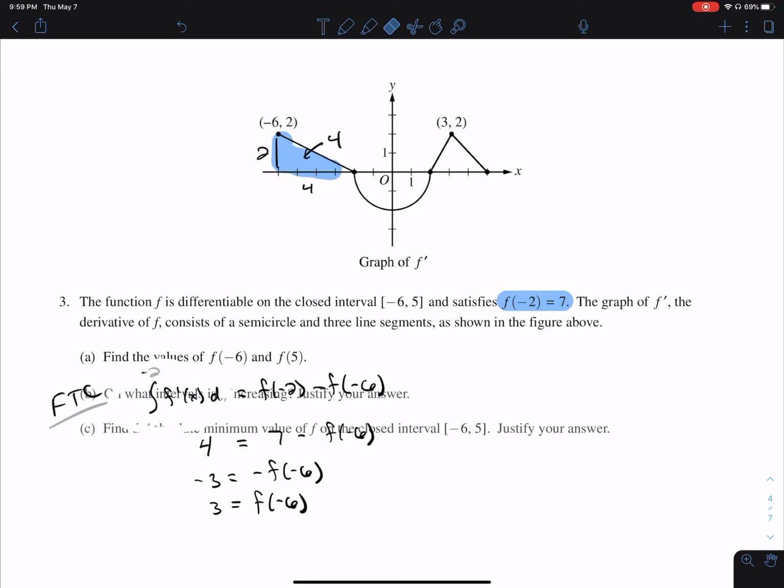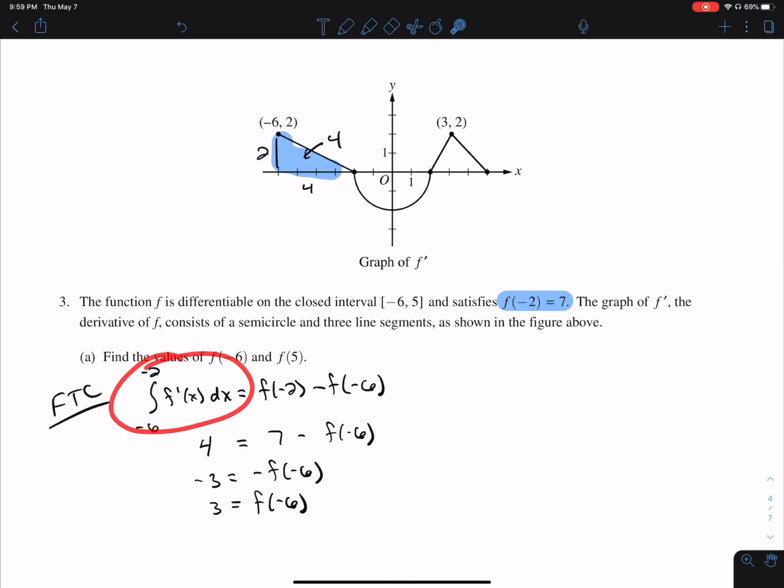Well, how do we know that this is 4? Well, the area under this curve, this is a triangle. It's 4 by 2. 4 times 2 is 8. It's half of that because it's a triangle, so it's 4.